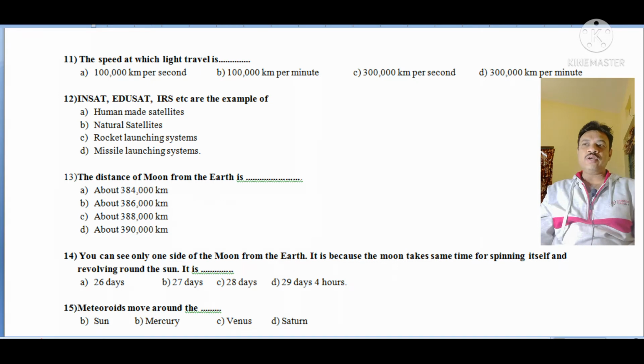You can see only one side of the moon from the earth. It is because the moon takes the same time to complete one revolution as well as to complete one rotation.